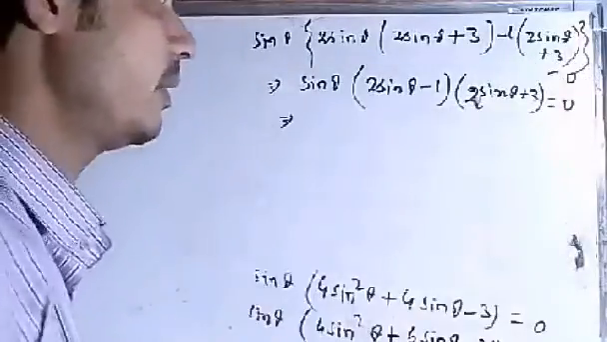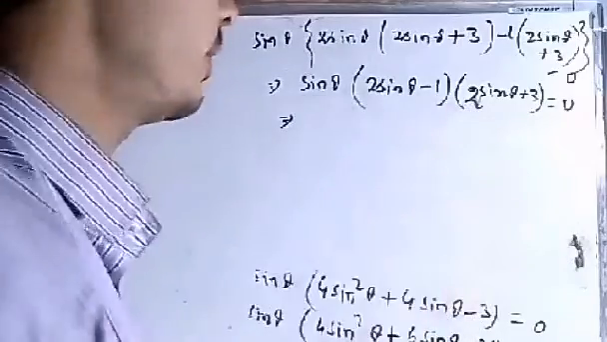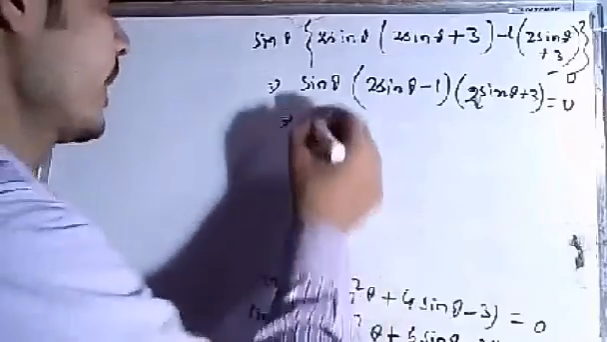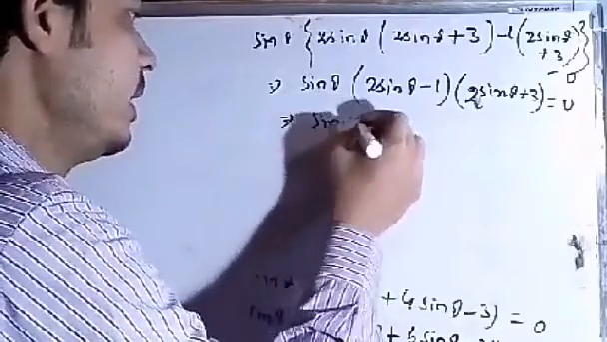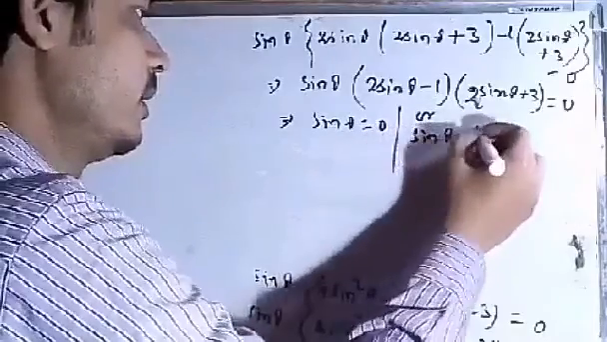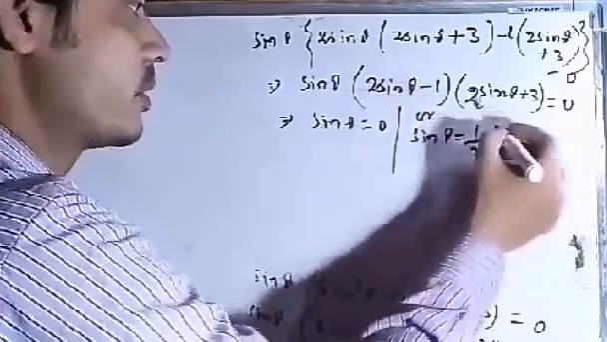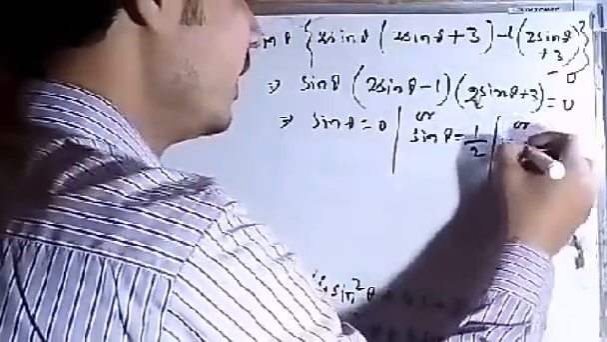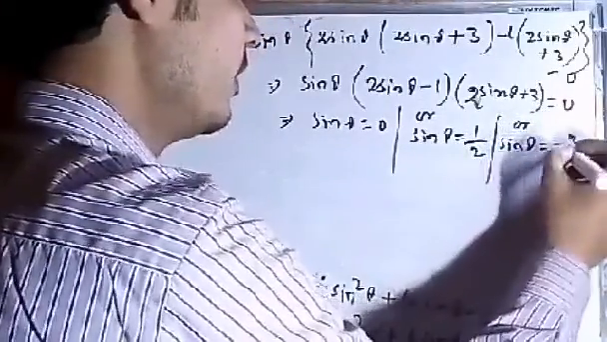So this implies, now this is the product of 3 terms. Product of 3 terms is 0, so one of them must be 0. So this implies sine theta equals 0, or sine theta equals half, by equating this to 0, or sine theta equals minus 3 by 2.